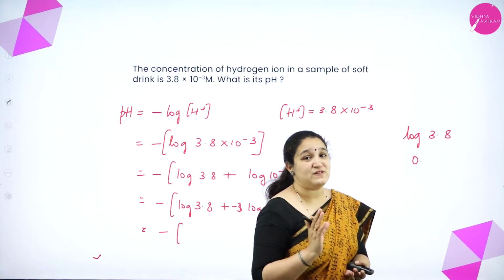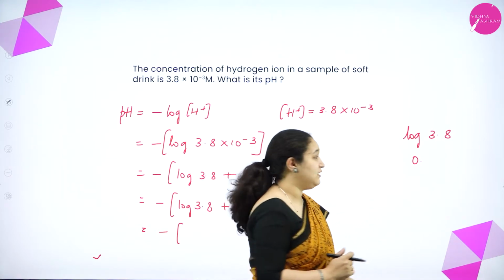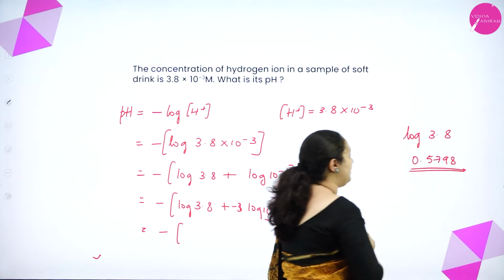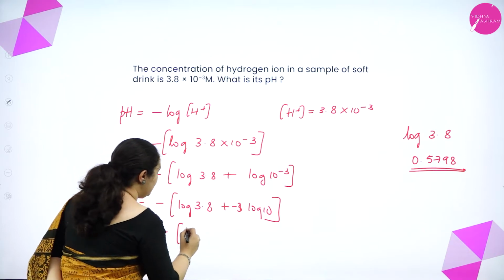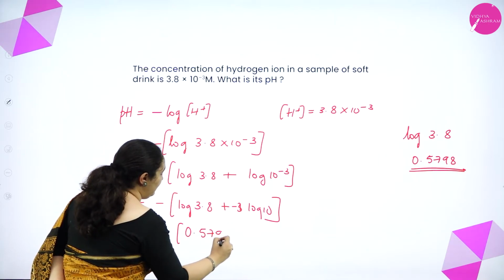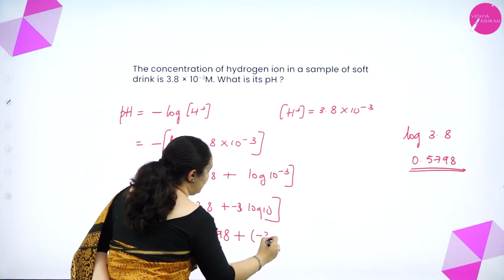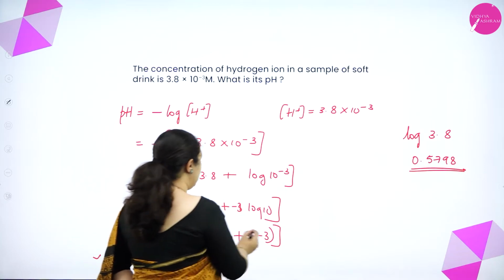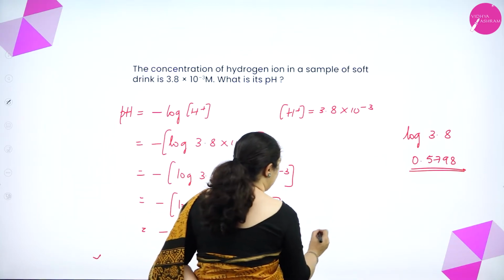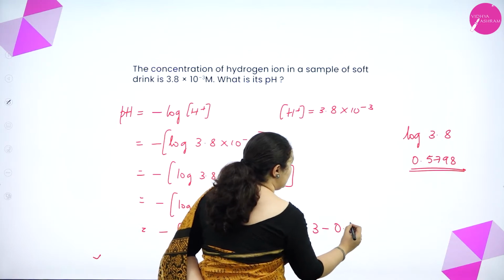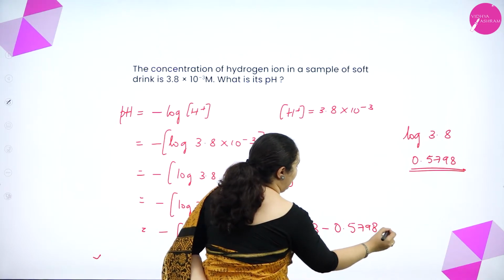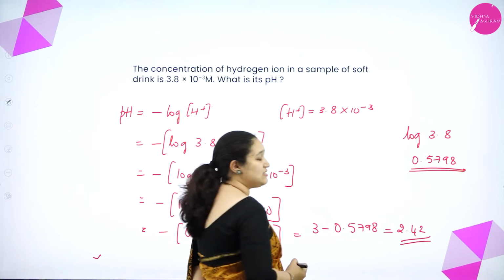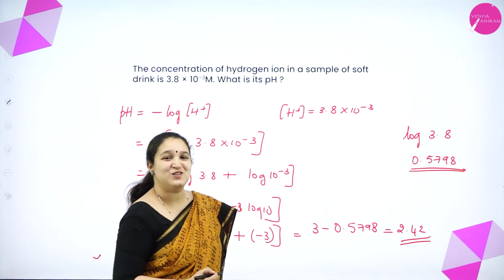It is 5798, isn't it? So it is 0.5798. This is the log value. So I'll substitute that here: 0.5798 plus minus 3. Log 10 is equal to 1. So now minus into plus is minus, minus into minus is plus. So this will be equal to 3 minus 0.5798, which is equal to 2.42. So this is the pH value of the soft drink.